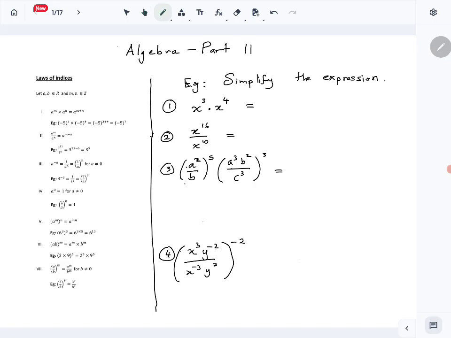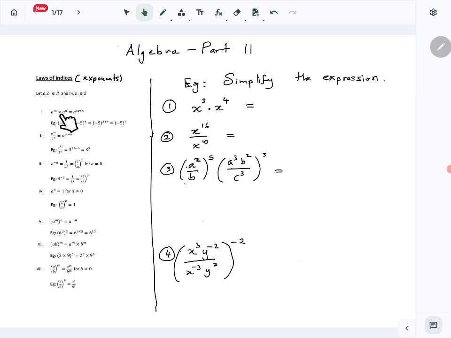This is also called exponents or powers. Right, so let's consider a and b to be real numbers and m and n to be integers.